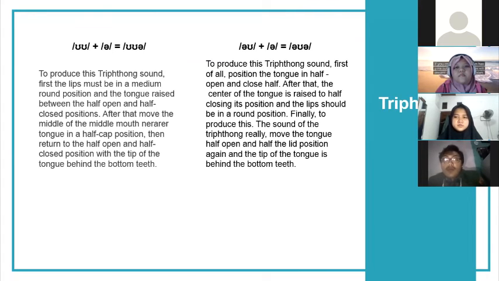Next is O plus E. If we combine that, we can say it. To produce this triphthong sound, first of all, the position of the tongue is half open and half closed. After that, the center of the tongue is raised to the half closing position and the lips should be in the round position. Finally, to produce this triphthong sound, move the tongue to the half open and half closed position again, and the tip of the tongue is behind the bottom teeth.